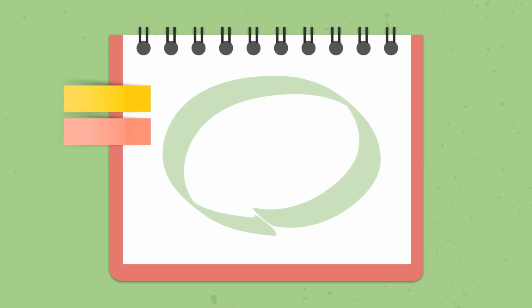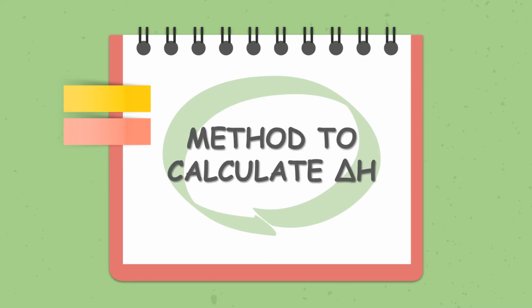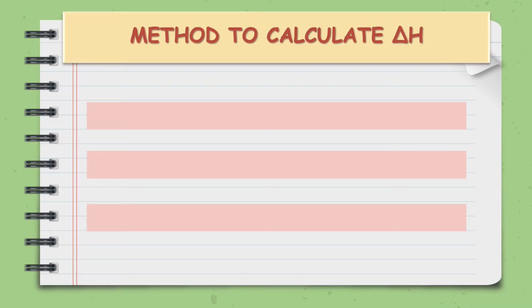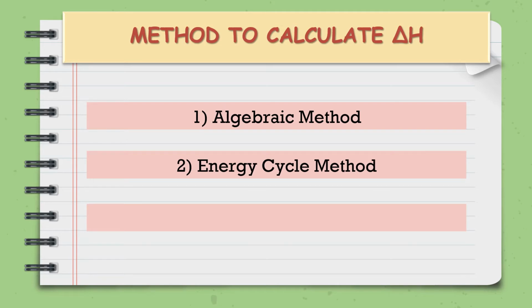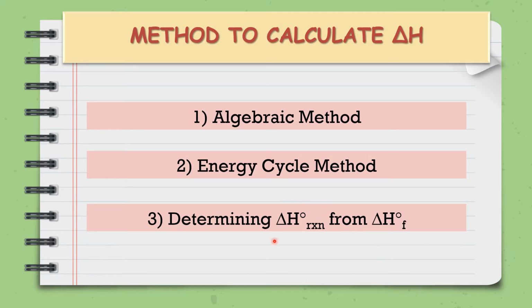Now we're going to look at the methods to calculate our delta H. We're going to apply Hess's Law to calculate our delta H, and for that, the three different methods that we're going to use are: the first one is Algebraic Method, the second one is Energy Cycle Method, and my bonus method is determining delta H naught reaction from delta H naught formation. So please take a closer look here. We have delta H naught, meaning standard enthalpy of reaction from standard enthalpy of formation.